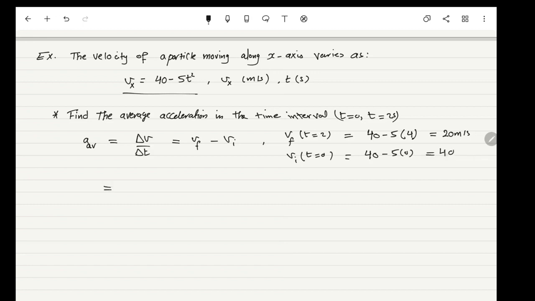So delta v here equal to 20 minus 40 divided by the time interval, it's 2 minus 0. So it's equal to minus 10 meter per second square. Remember, the minus sign is because the object is deaccelerating and the velocity of the object is decreasing, because the final velocity is 20 and the initial velocity is 40 meter per second in this case.